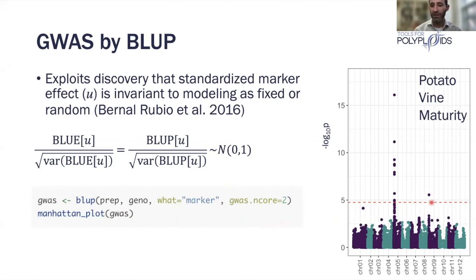You can see we get something that looks like this. It's the same data set that's in the GWAS poly package, and we're detecting those results on chromosomes 5 and 9, but not the smaller one on chromosome 4 that we found with the Loco model.